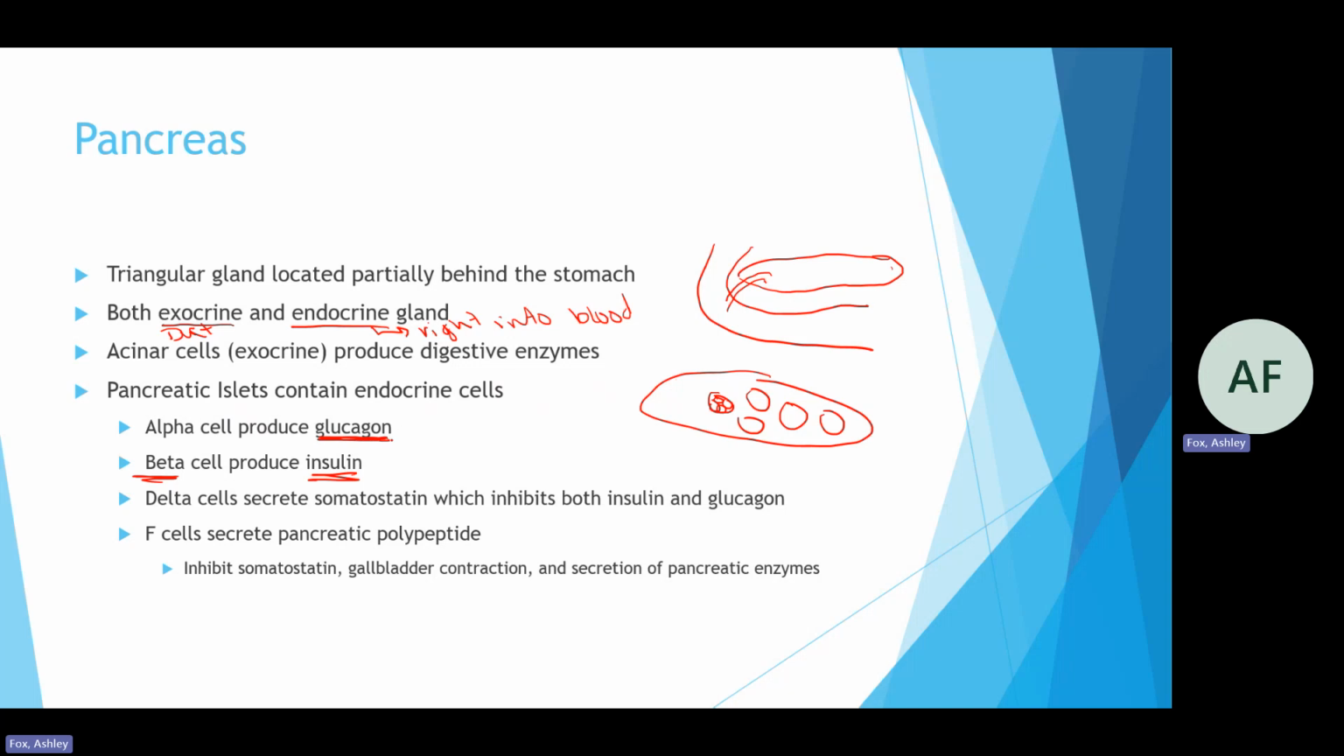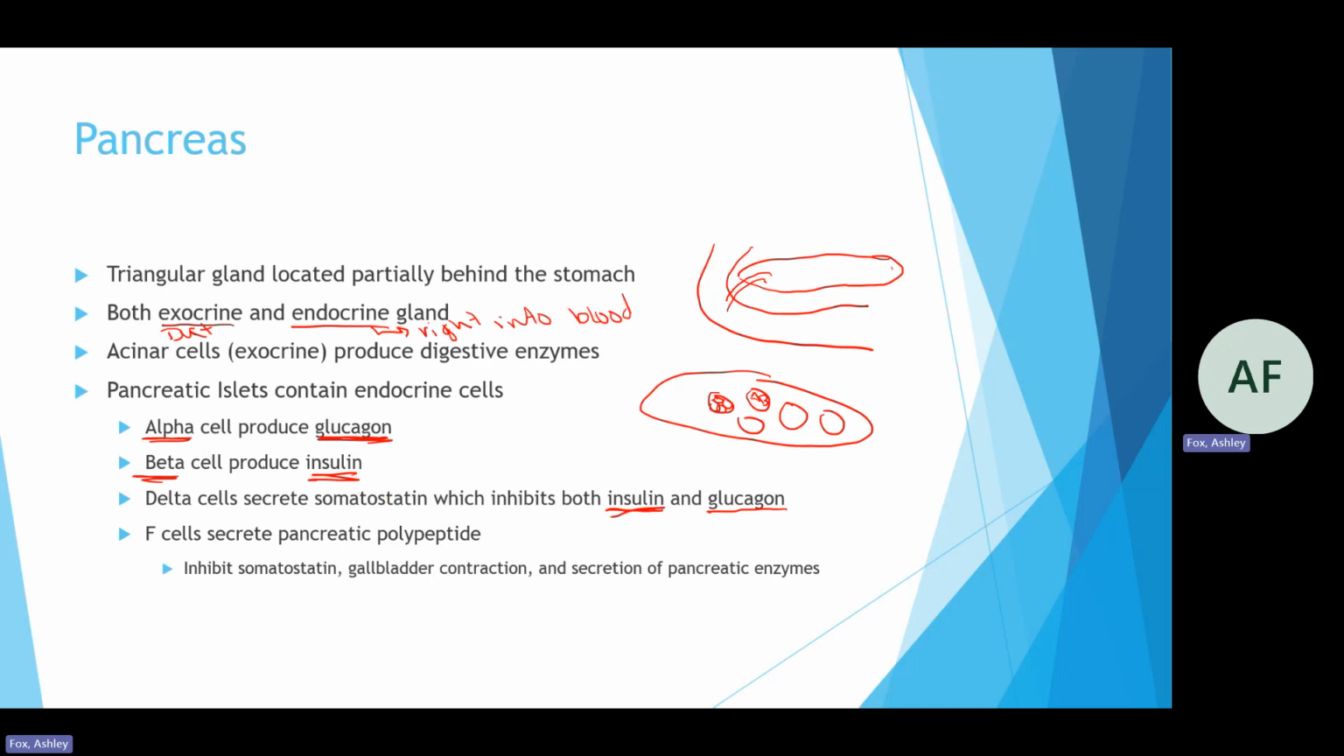Glucagon opposes insulin, as mentioned in previous videos, and that's produced by alpha cells. So you'll have an alpha cell and a beta cell, all in this area. Delta cells produce somatostatin, which stops both insulin and glucagon from working when we need it to. So if you're not raising your blood glucose and you're not decreasing your blood glucose, that's because of somatostatin.